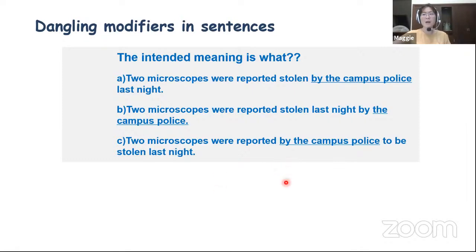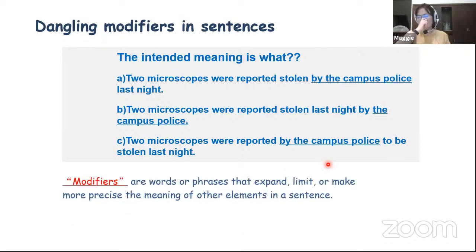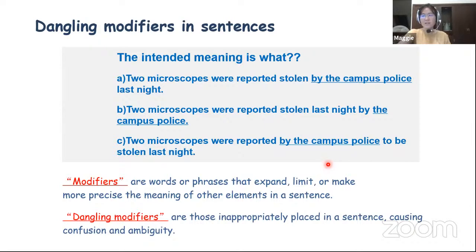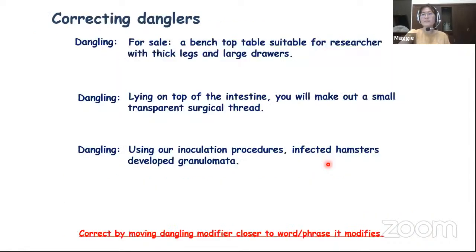So if you put the modifiers in the wrong location, then you can cause misunderstanding. This error we call dangling modifiers. Modifiers are words or phrases that expand, limit, or make more precise the meaning of other elements in a sentence. Dangling modifiers are those inappropriately placed in a sentence, causing confusion and ambiguity. So here, more exercise. Let's do it together.